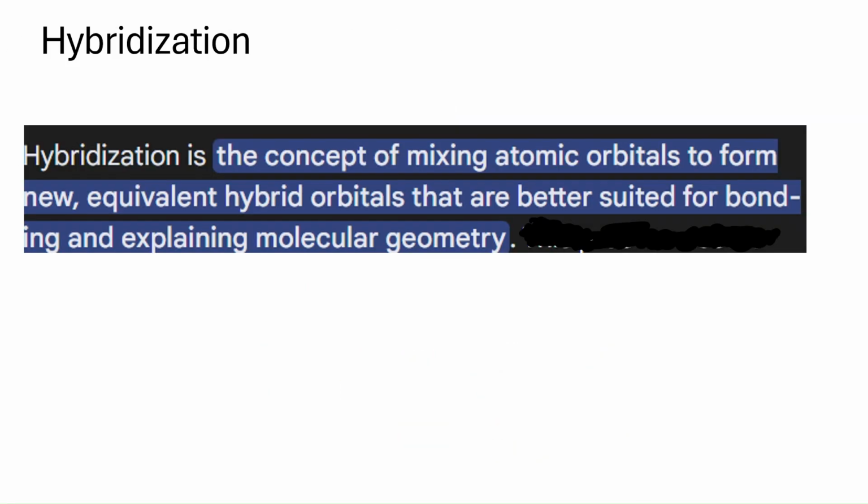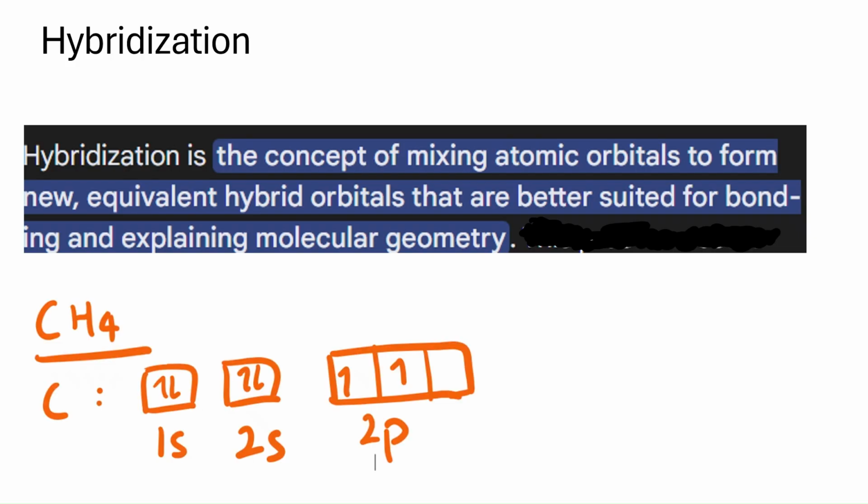Hybridization is the concept of mixing atomic orbitals to form new, equivalent hybrid orbitals that are better suited for bonding and explaining molecular geometry. As we saw just now, the electron configuration for carbon only predicts that it can form 2 bonds, yet how is it able to form 4?